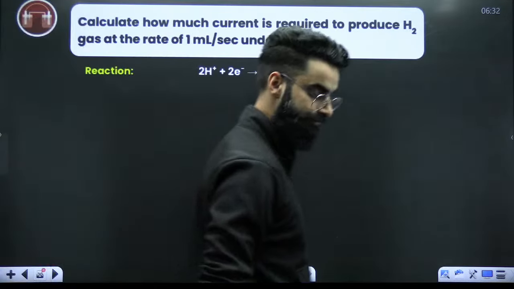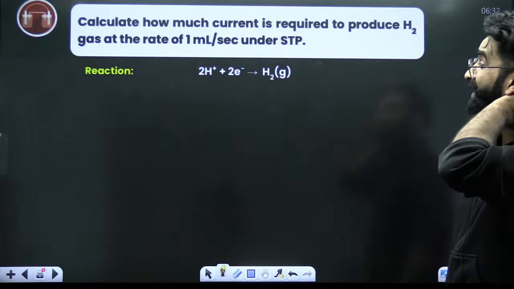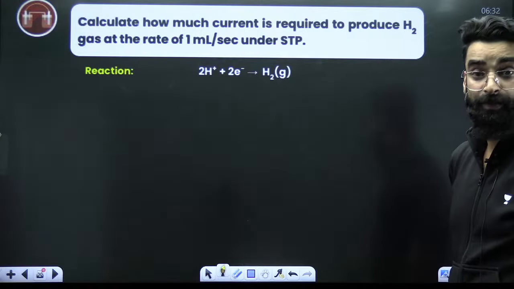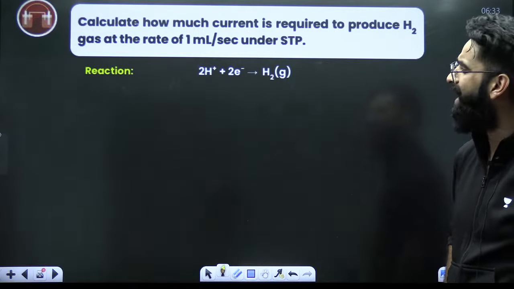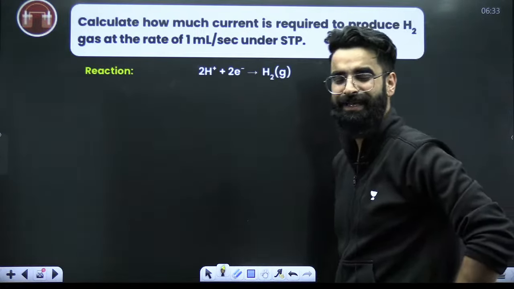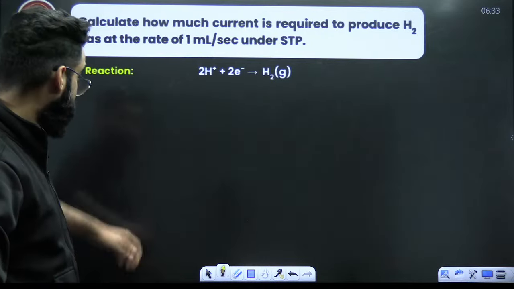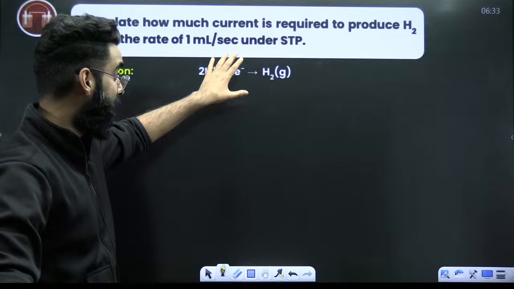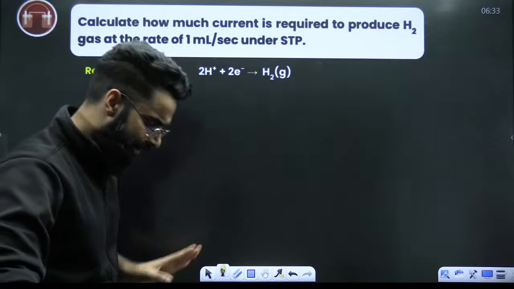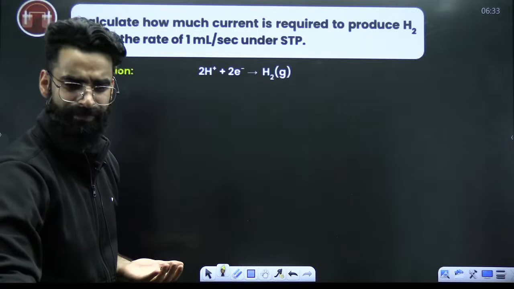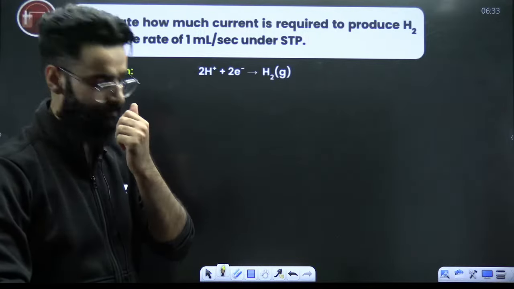Look at this particular question. Calculate how much current is required to produce H2 gas at the rate of 1 ml per second under STP. Read the question carefully. As per the question, we are doing some electrolysis, due to which H2 gas is getting produced.